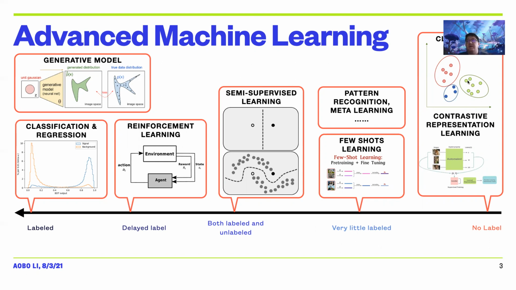And even if you have no labels at all for your data, you can still do contrastive representation learning, which actually turns out to be very effective. We also discussed the generative model, which we can use to generate fake images or fake waveforms. And there are also some other tasks like pattern recognition or meta learning.